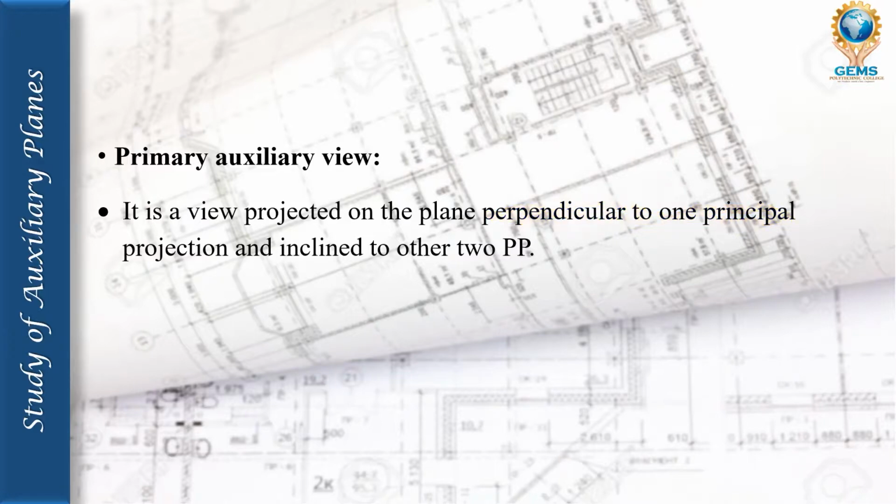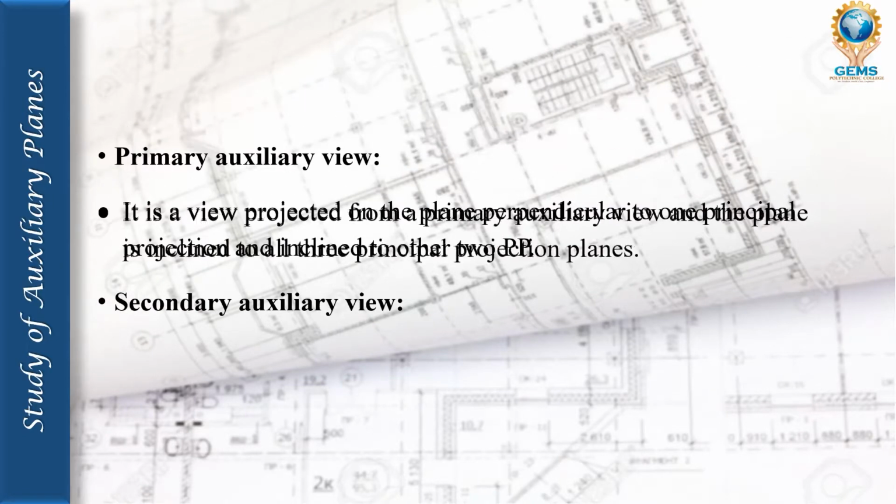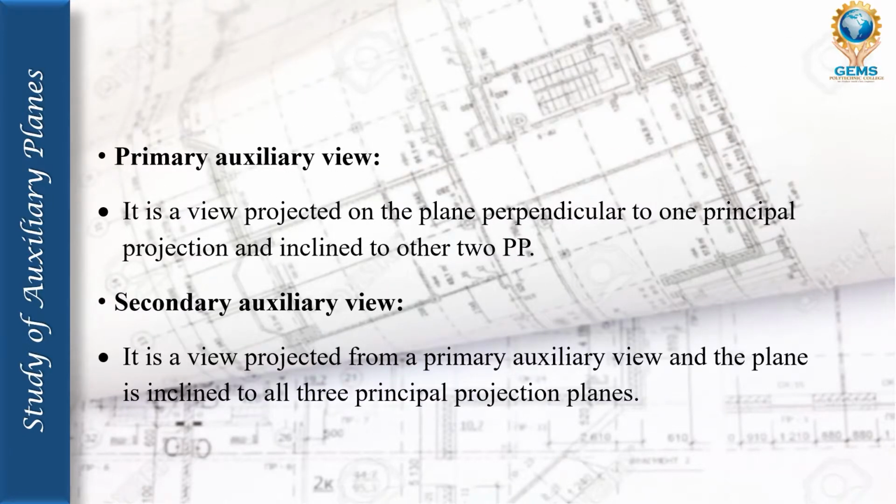And next there is the secondary auxiliary view. The secondary auxiliary view definition is: it is a view projected from a primary auxiliary view, and the plane is inclined to all three principal projection planes. First one is perpendicular to one principal plane, second one is inclined to all three principal projection planes. So that word is important. By comparing these two, primary and secondary, when we draw the drawings, you can understand it.